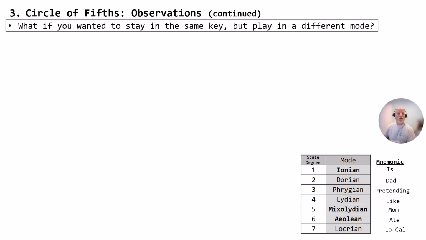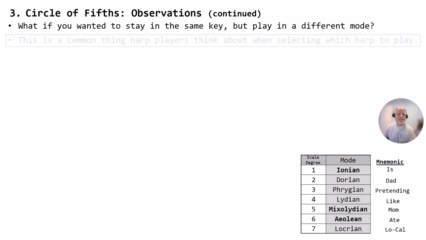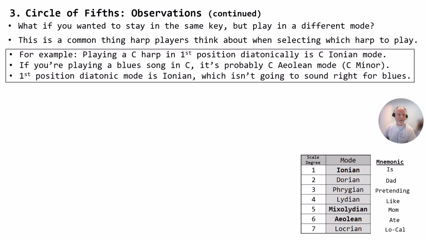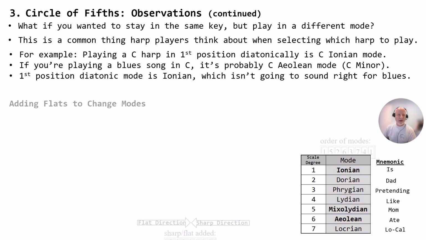So, what if you wanted to stay in the same key but play in a different mode? This is a common thing harp players think about when selecting a harp to play. For example, if you're playing a C harp in first position diatonically, you're playing in C Ionian. Now, what if the song that you're about to play is a blues song in C? Blues is the Aeolian mode, C minor. First position diatonic is Ionian major, and it's not going to sound right for blues. It's just not the right mode.